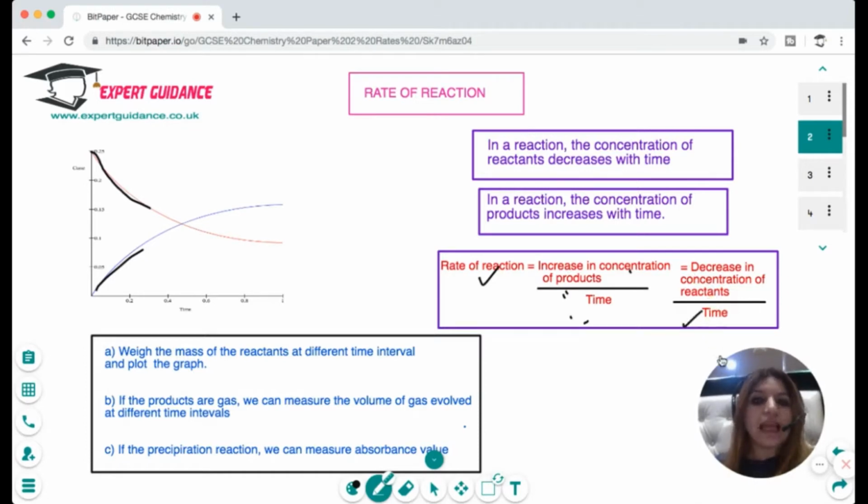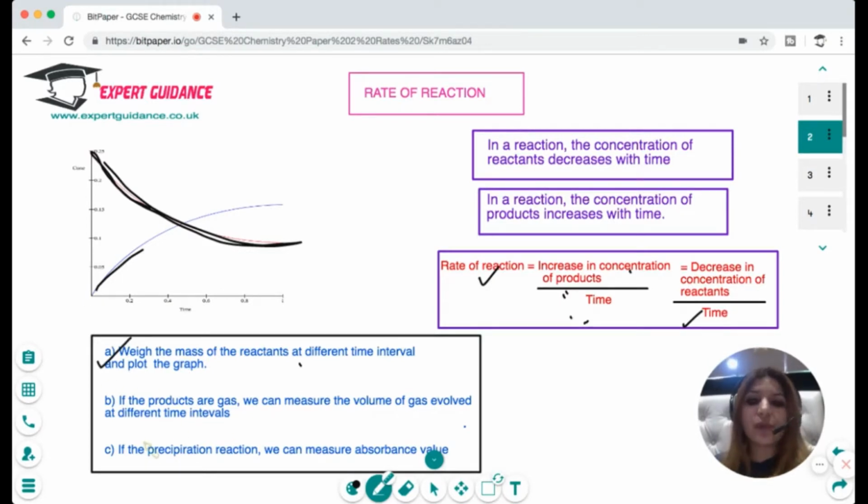Now, how can we measure the concentration of the reactants or the product? It depends on what kind of reaction we are taking. So if the reaction involves a solid reactant, we can weigh the mass of the reactants at different time intervals and plot the graph, and we'll get a shape of the graph something like this, sloping downwards because the reactants decrease with time.